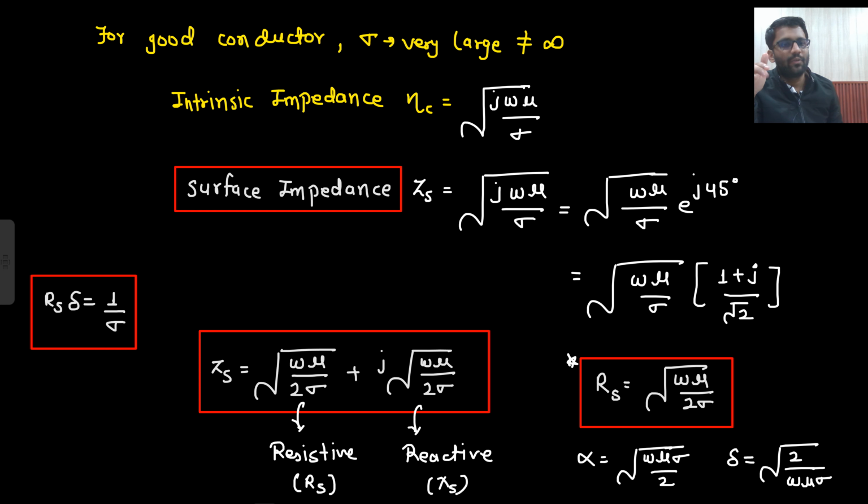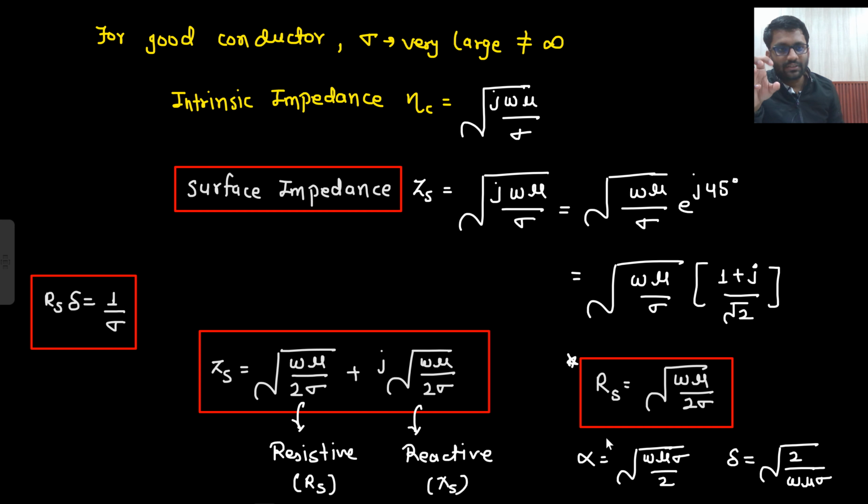Now in surface impedance there will be a resistive part and a reactive part. But what is the matter of concern? The matter of concern is the resistive part. What is the resistive part? That is under root omega mu upon 2 sigma. You can relate it with the skin depth as well. If the data of conductivity and skin depth is given, then you can find the surface resistance as well.